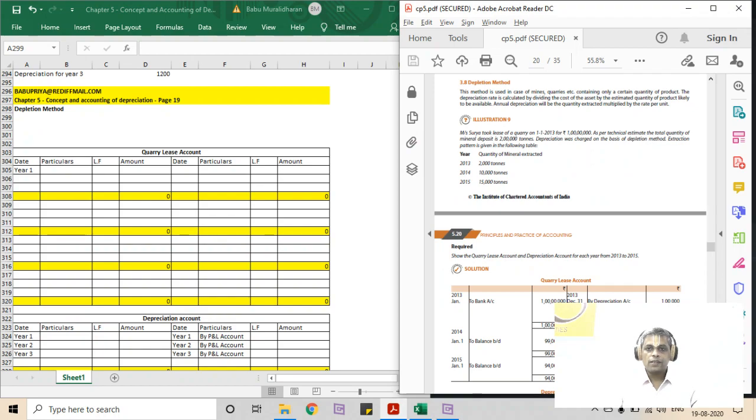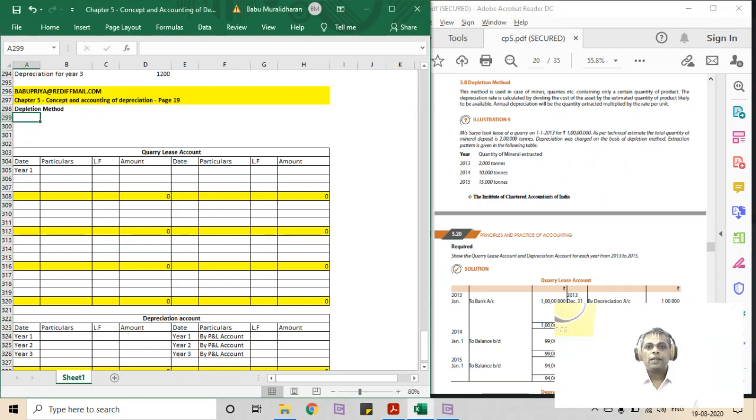Let's continue with the depreciation now, and we are into the depletion method. As we have been discussing, there are multiple ways of calculating depreciation, and one such method we are going to discuss is the depletion method. That is a very simple method actually. It is an extension of the machine hour or units produced method, right? That's what we saw in the last class. Machine hour method or units produced method. So this is just an extension of it.